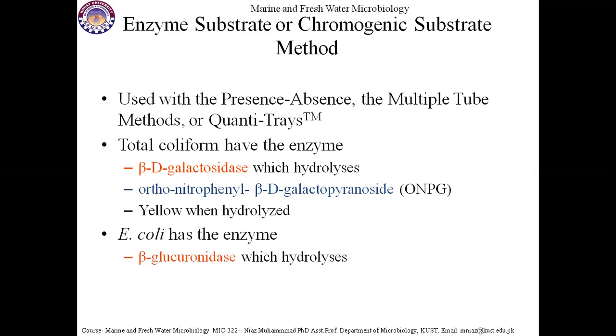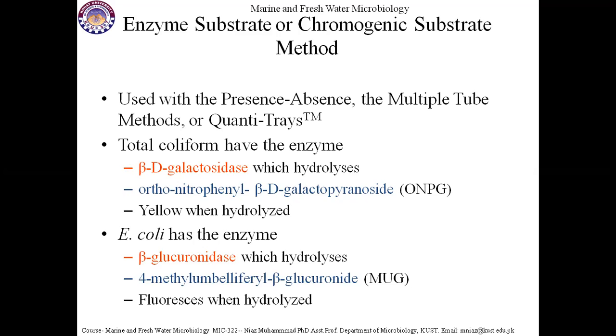Similarly, if you want to check E. coli, it has the enzyme beta-glucuronidase, which hydrolyzes MUG, 4-methylumbelliferyl beta-glucuronide, MUG. And what will be the fluorescence when hydrolyzed? It will give a color on hydrolysis.